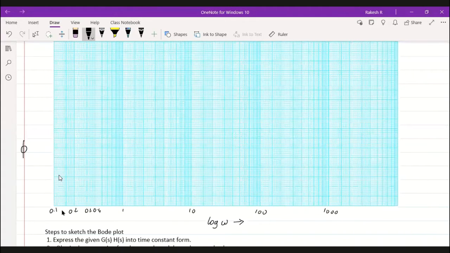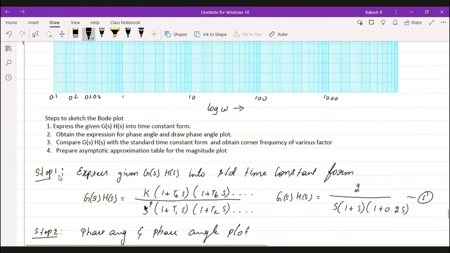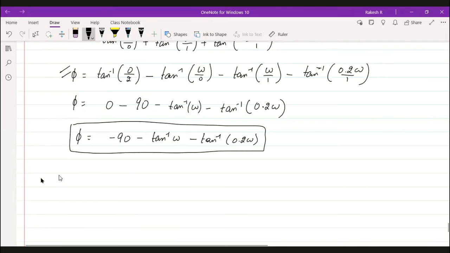Now, for each division, I need to find out omega and the phase angle for each value, that is from 0.1 to 10,000. I need to obtain the log here. So first, I'll make two columns: one is omega in radians per second, and the other is the phase angle phi. So I have made two columns, omega in radians per second and phase angle phi here.